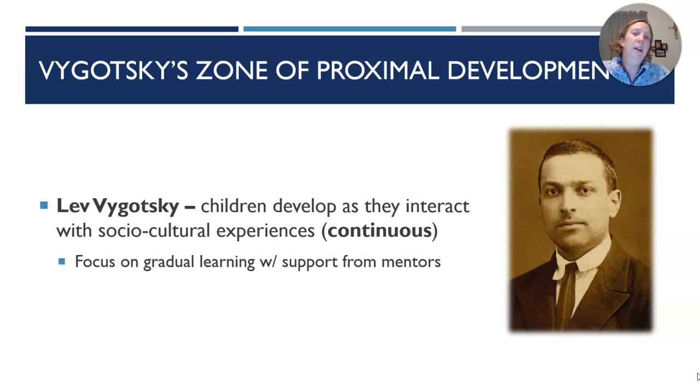Lev Vygotsky is kind of not exactly the opposite, but the counterpart to Piaget's ideas, because he believed much more in continuous development. His theory was based on something called the zone of proximal development, which I'll talk about in a minute. But he believed that children develop as they interact with sociocultural experiences. So instead of trying things with the physical world, like just seeing what happens when you throw a rock through a window, most of our learning was based on observation or working closely with mentors or support. So his focus was continuous because he focused on gradual learning.